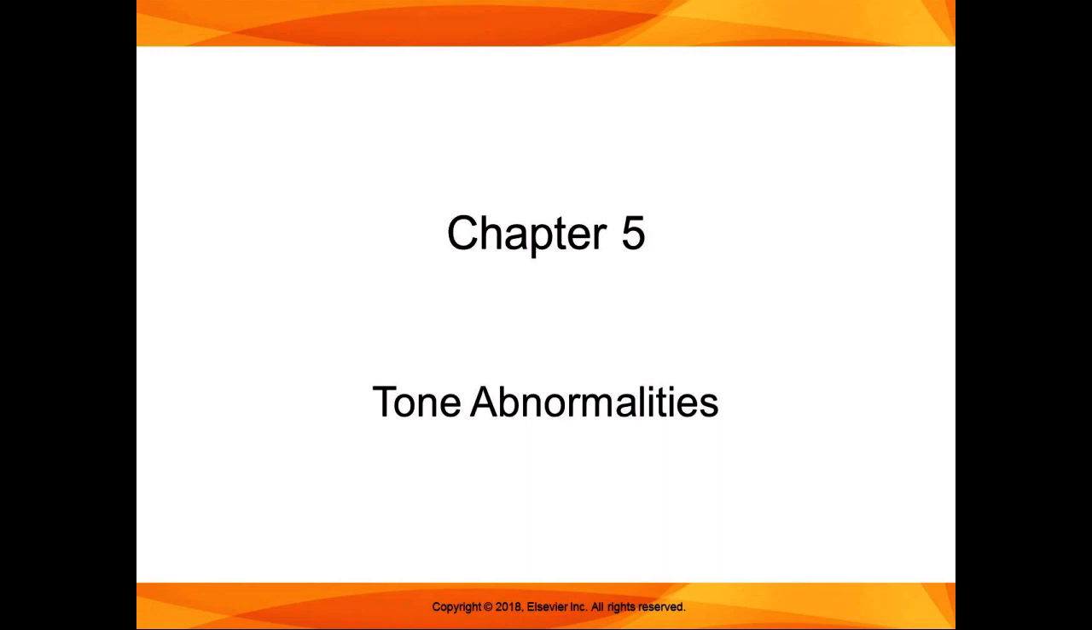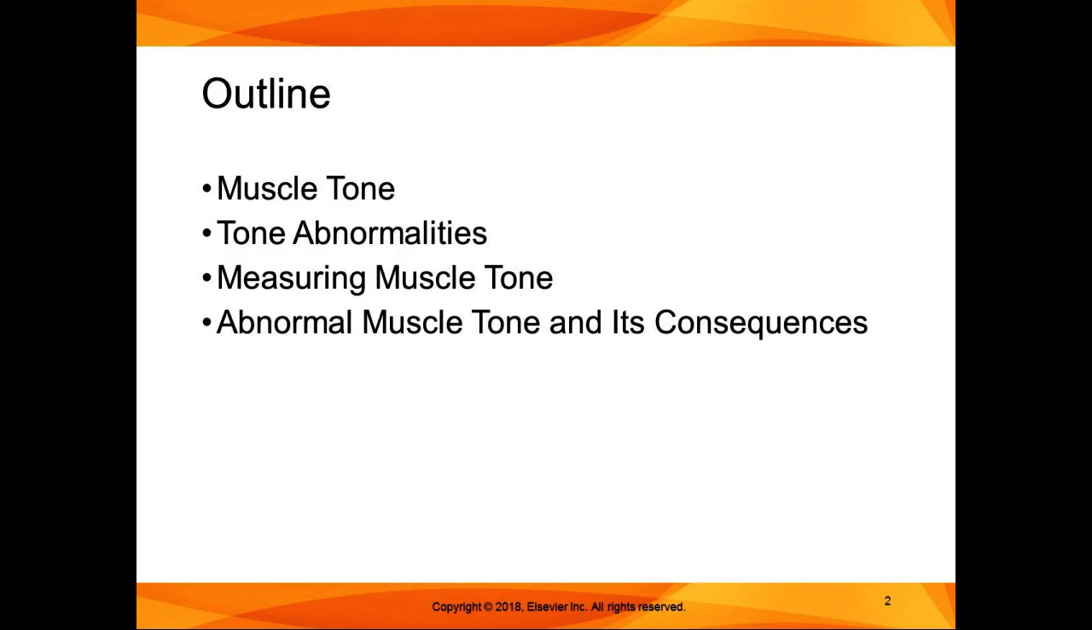All right, we're going to talk just briefly about tone abnormalities. There is a lot in Chapter 5 that we are not going to go over, but basically I just want to define some terms and talk about what muscle tone is and what it is not, and briefly how we can address tone abnormalities using physical modalities. So we're just going to talk about muscle tone, what it is, what abnormalities of tone are, and define some terms, how you measure it, and what happens.